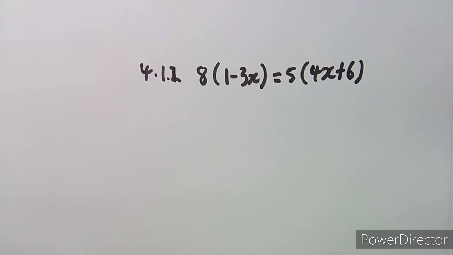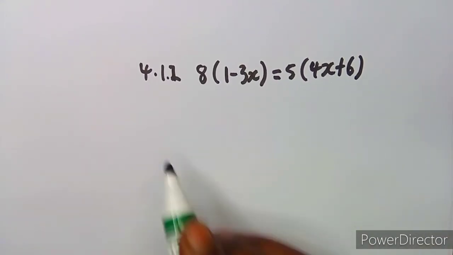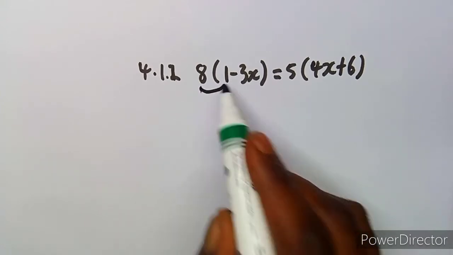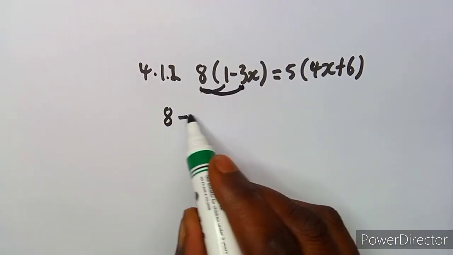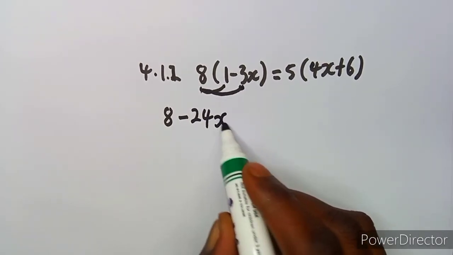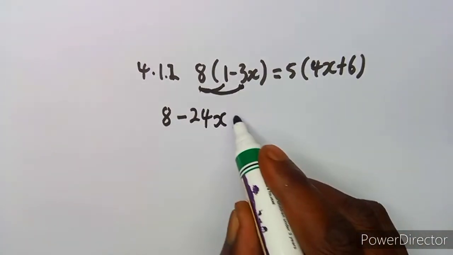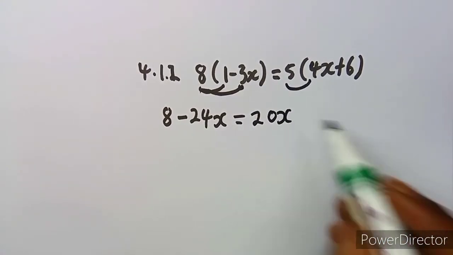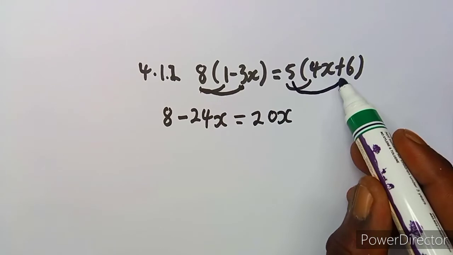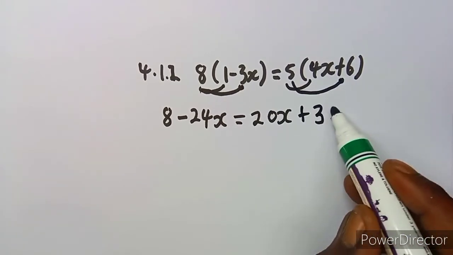All right, so let's do this, guys. Let's just expand. I think it's going to be the best way for us to reach the answer. So we are going to expand by 8 here. So it's 8 into 1, that is 8. 8 into minus 3x, from your calculator, this is minus 24x, which is equal to 5 into 4, which is 20x, and 5 into 6, which is 30.